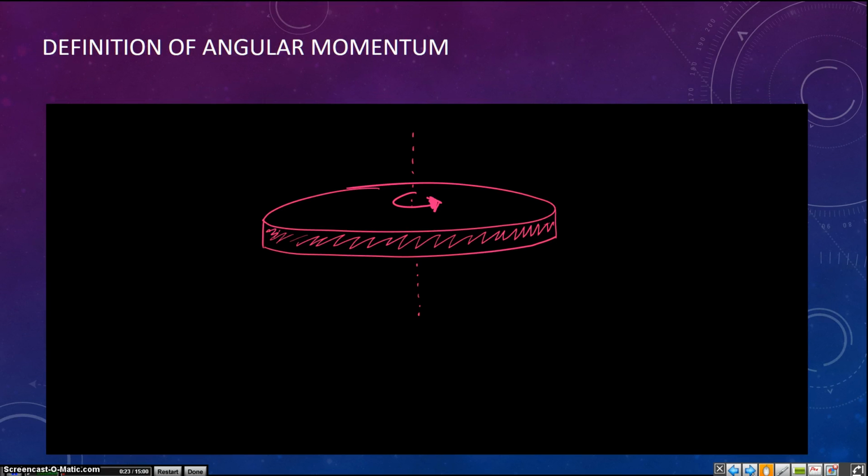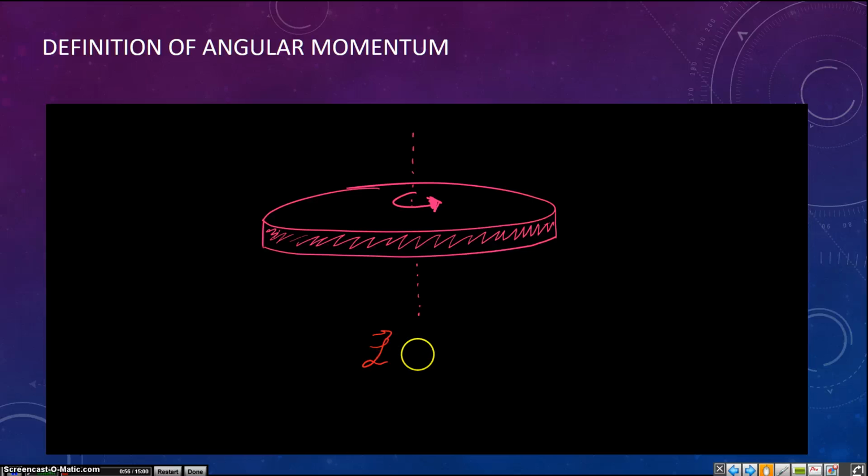So to define angular momentum, we consider an object that's rotating around an axis. So here I have the disk. It's rotating counterclockwise around an axis that goes through the middle. And as it's rotating, it has this quantity, which we call angular momentum, or angular inertia, I guess, is the way that you can think of it as well. So it's rotating around, and we'll call this quantity L.